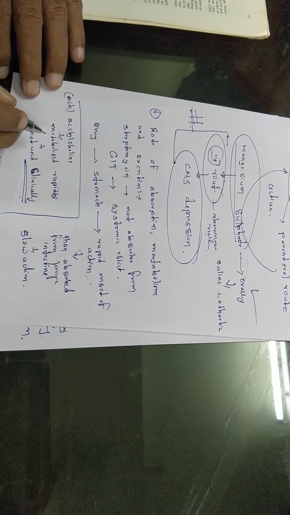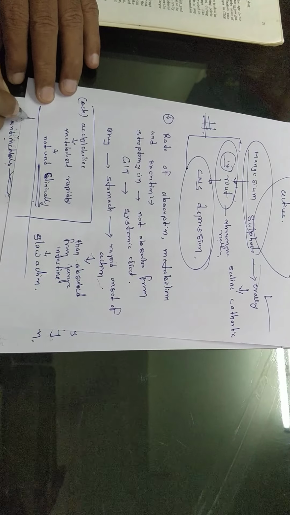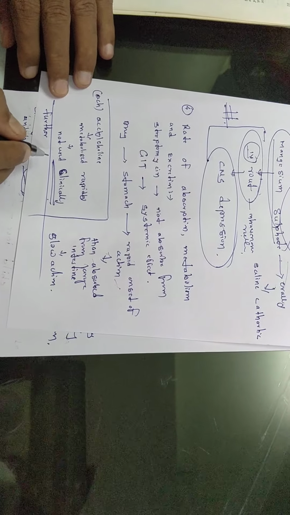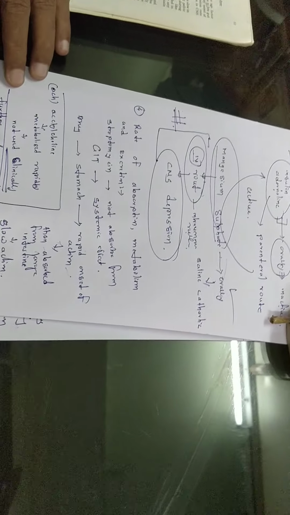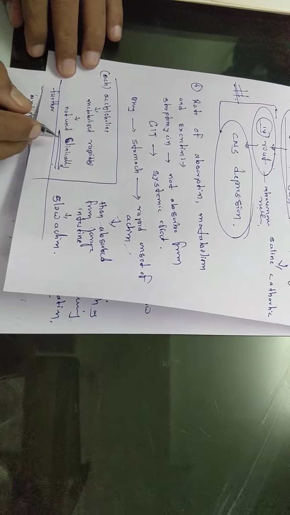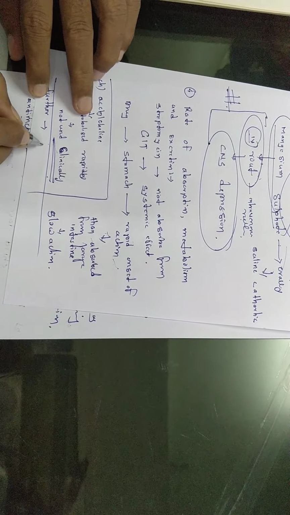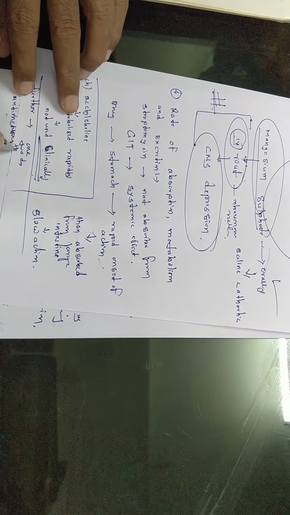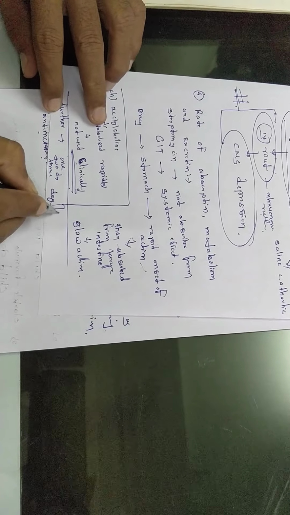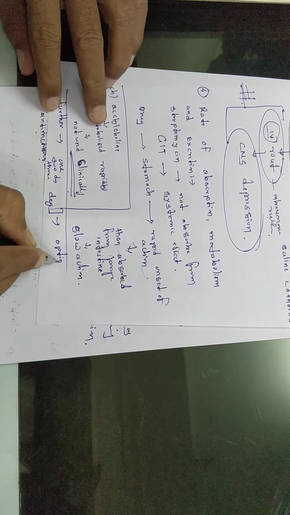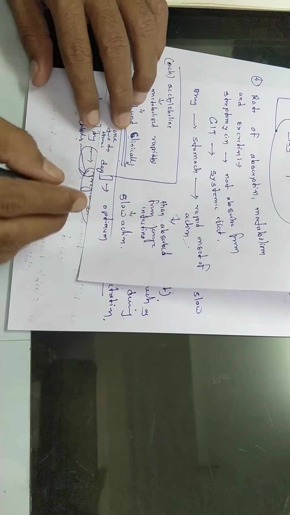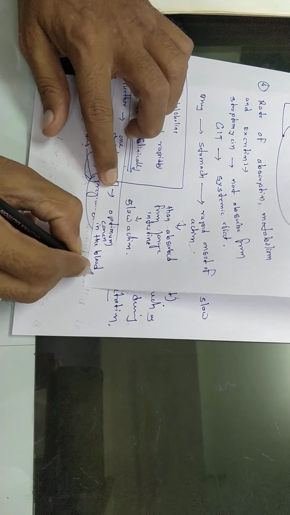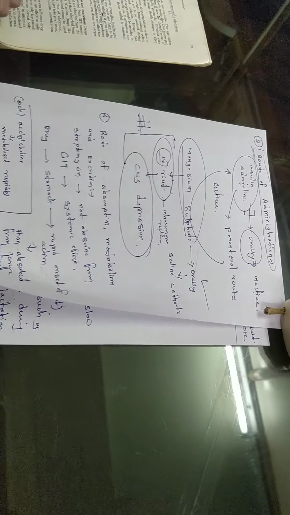Further, depending on the rate of absorption, metabolism and excretion, a drug has to be given once, twice or thrice in a day, because they maintain the optimum concentration in the blood. Okay, that is that factor.